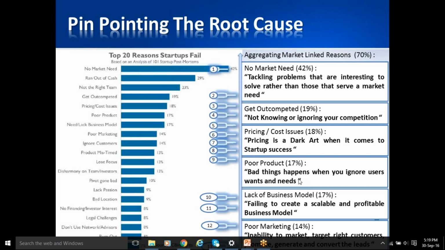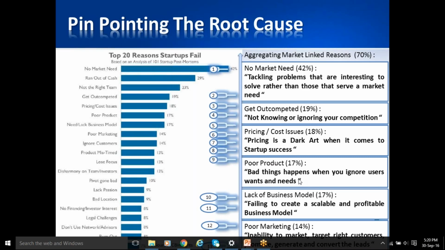70% are saying that it is lack of business model, because you have to have a scalable and profitable business model. So before you actually go for rolling out your business model, you need to be in simulation mode to find out what the chances of success and acceptability of this model are, and the model needs to be revisited with time also, right? And poor marketing is 14%.